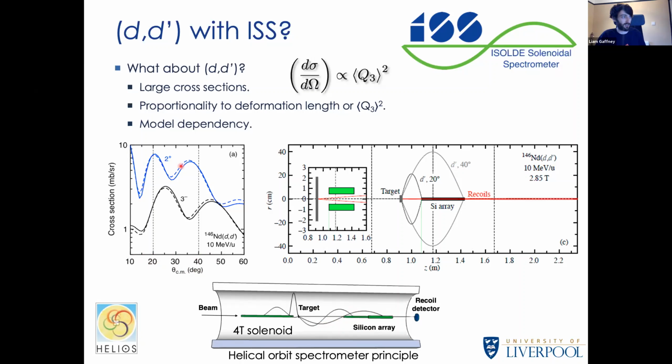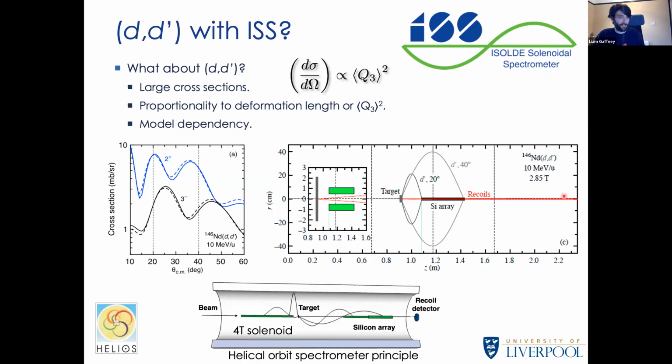And you can see these are the angular distributions for 146 neodymium. And we're able to cover really the peaks of the 3- state. We can change this angular range simply by changing the position of this target relative to the silicon array. So we have full choice over this. But we're going to have to pick out the reaction of choice.